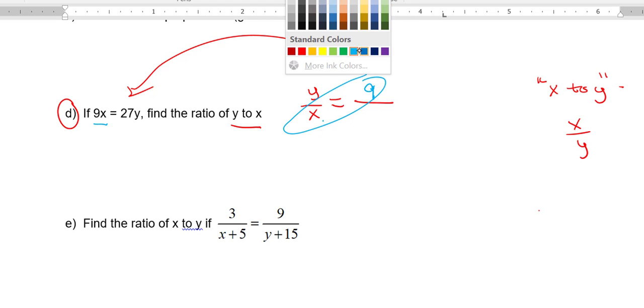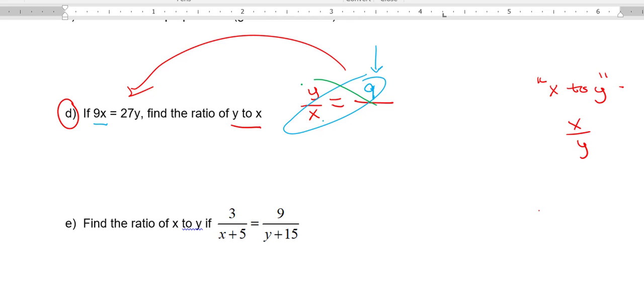And then ask yourself, what times the y is going to give me 27y? So it's going to be 27 here. So the answer is just going to be, simplify that, 1/3 right there. If I had asked for x over y, then the answer would be flipped. It would be 3/1, like this.